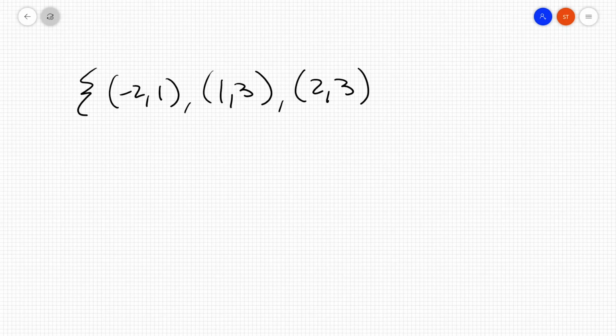Here's this set of some ordered pairs. We got (-2, 1), (1, 3), (2, 3), and the last one is (3, -1). So is this set of ordered pairs, this relation, a function? Yes, this one is a function.